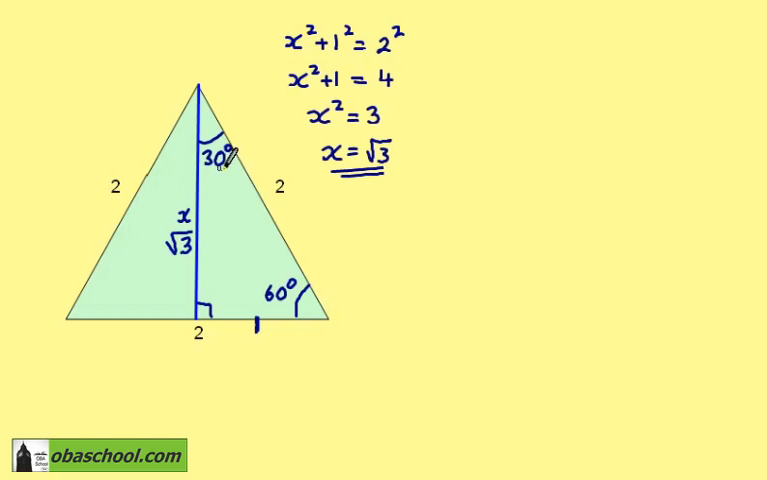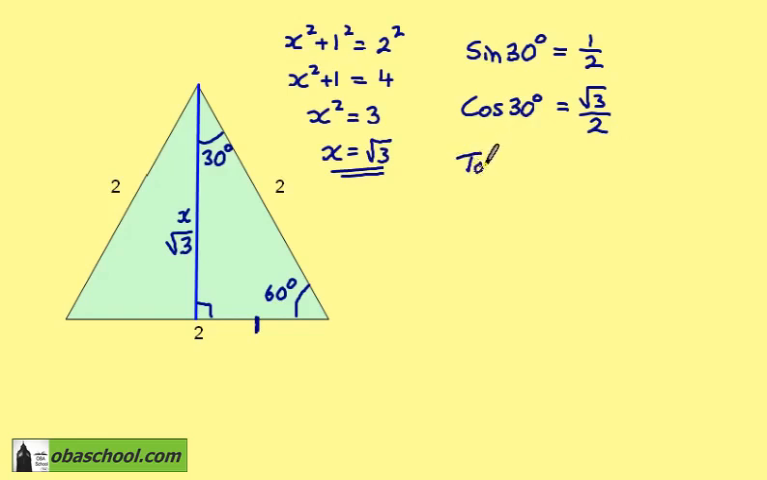If we consider the 30-degree angle first, the sine of 30 degrees we know is equal to the opposite over the hypotenuse, so 1 divided by 2. So the sine of 30 degrees is a half. The cosine of 30 degrees is the adjacent over the hypotenuse, so root 3 over 2.